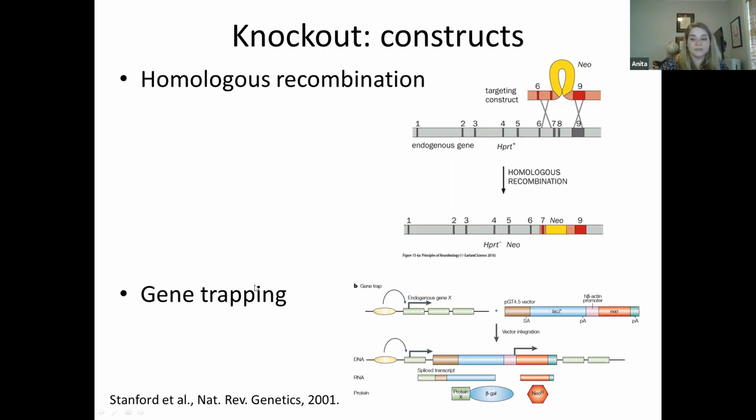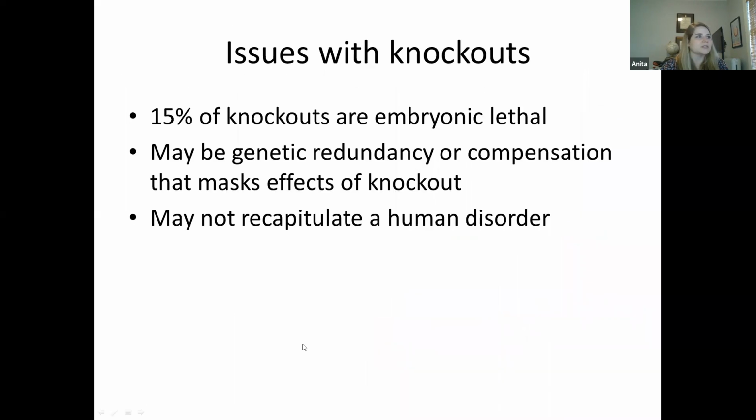Most of the time, in 2020, you're probably going to know what the sequence of a gene is. But when people started mucking with genes, you didn't necessarily have a sequence to start with. So there are some issues with knockouts. 15% of them are embryonic lethal. We can use conditional strategies now, which we'll talk about later, to get around this problem.